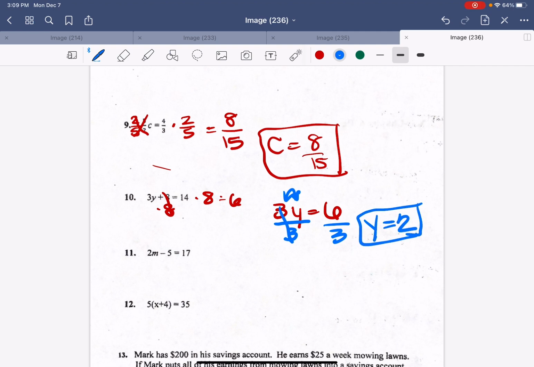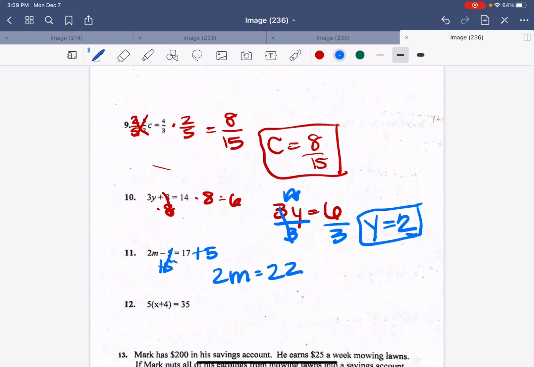Okay, number 11 says 2m subtract 5 equals 17. So on this one, I'm going to add 5 to that side because my first step is to move the number not attached to the variable, so add 5. So I have to add 5 over here. So now I have 2m equals 22.